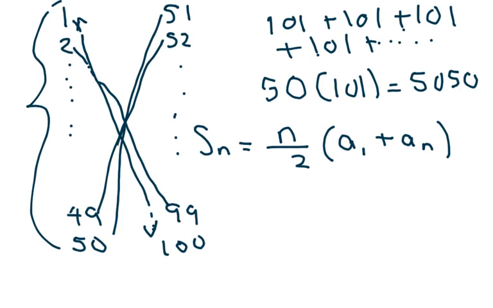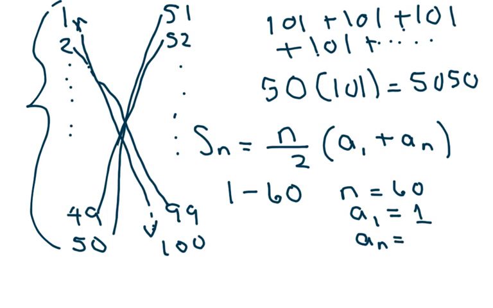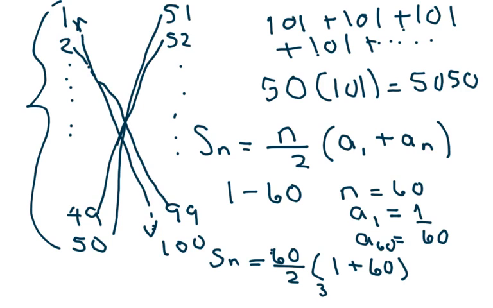So let's say we're going to add 1 through 60. Basically, my n equals 60. My first number, we'll talk about the way we write this in just a minute, is 1. My last number, in this case there's 60 numbers, so if you want to, you could write this as a sub 60, because that's your last term. And that equals 60, and you simply put in the formula, and we get 60 over 2 times 1 plus 60, and that is your sum. So that's going to be 30 times 61, and then you get your sum, which I don't have a calculator here, but you can figure that out.